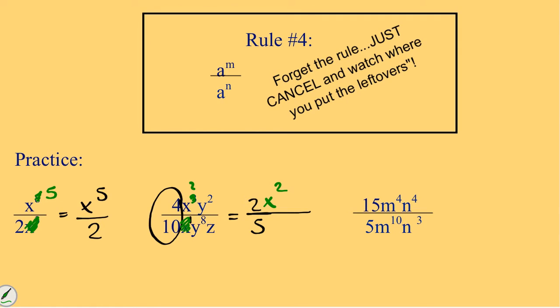On the y side of things, I've got y squared on the top and 8 on the bottom. There's more on the bottom, so 2 are going to cancel, just 2. So these 2 on the top would be gone. 2 would cancel from here, so from 8 cancel 2, would be 6 left over. So I got y to the 6th. And then the z doesn't cancel, doesn't move, it just hangs out on the bottom, remains there.